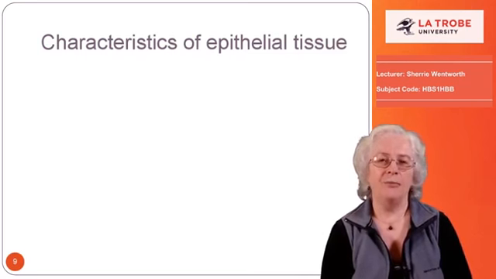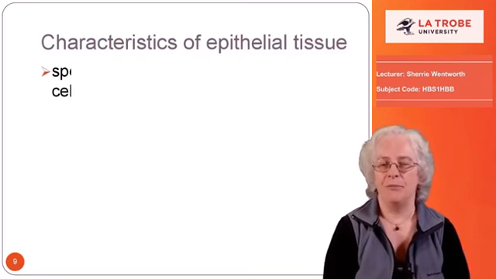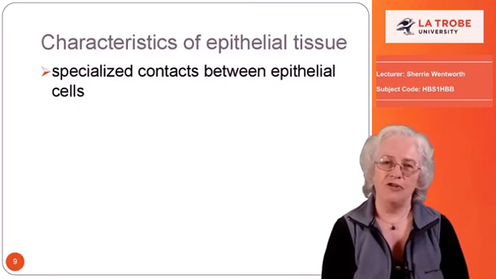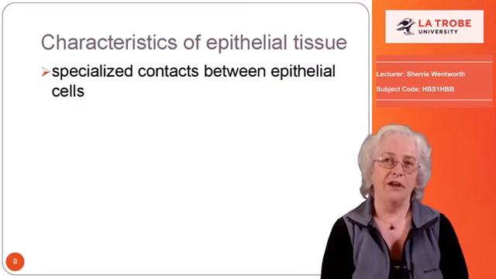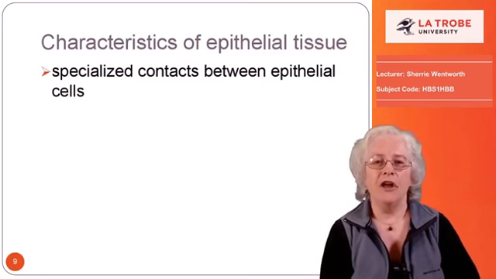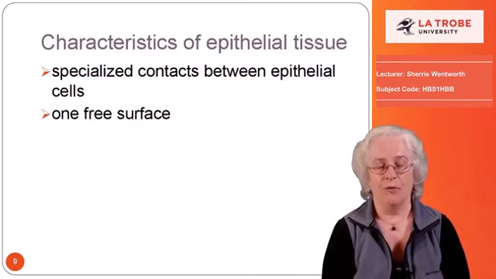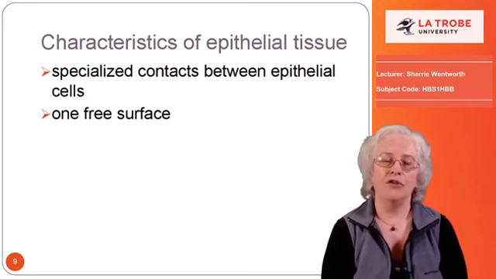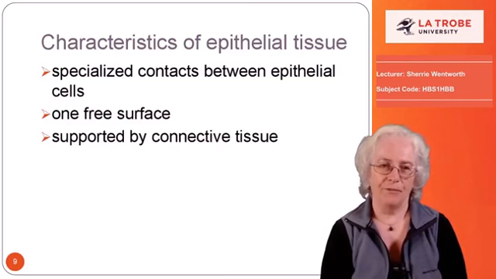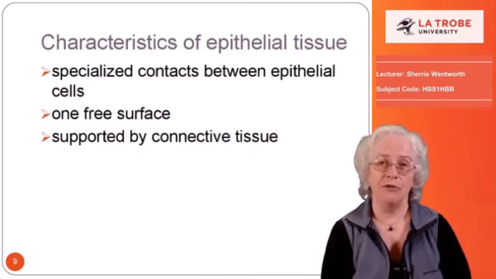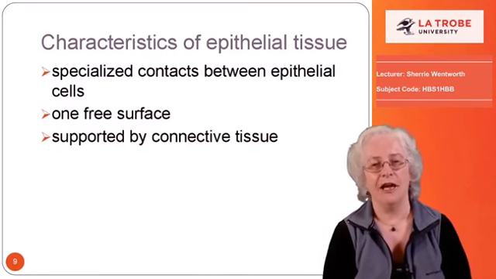Epithelial tissue has specific characteristics that make it epithelial. It has cells that have specialized contacts between each other. So epithelial tissue is firm and holds together well. It has a surface that is open to the outside or the internal environment. So it's one free surface. It is supported and held to other areas by connective tissue. So we have an epithelial layer and a connective tissue layer underneath it.